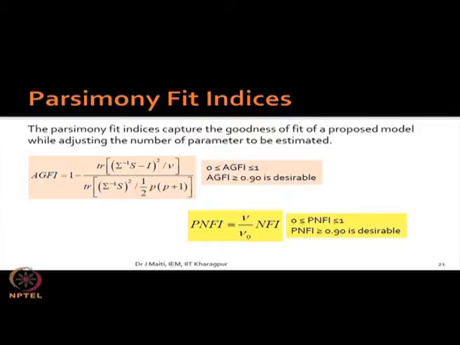Then the parsimony fit index. It is similar to adjusted R square in regression, and it basically talks about fit per parameter estimate. For AGFI, you just see that the denominator is divided by the degrees of freedom, and the numerator is also divided by the degrees of freedom, as we did in calculating R square. This value should lie between 0 and 1, and AGFI greater than 0.90 is desirable. Then the parsimonious normed fit index, which is nu by nu 0 times NFI, where nu is the degrees of freedom of the proposed model, and so on.